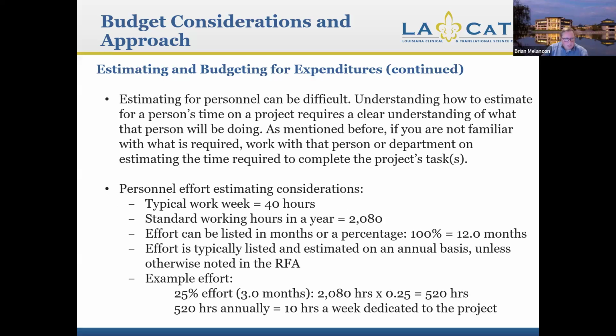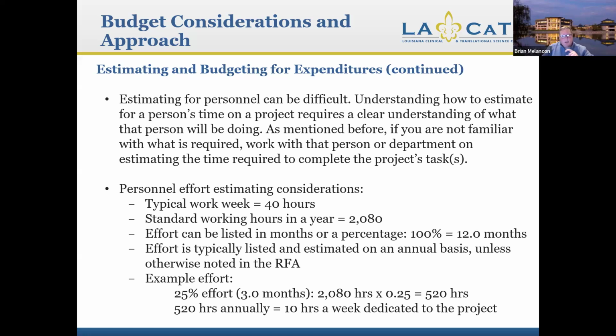So going back to estimating for personnel, it can be difficult. And while I mentioned earlier that the RFA may have some sort of requirement, a minimum or a maximum in terms of what is allowed for budgeting and personnel. So one thing I like to point out is understanding what we mean. And as silly as it sounds, understanding what it means to have 10% effort, 25% effort, you're estimating the work it will take that person on the project.